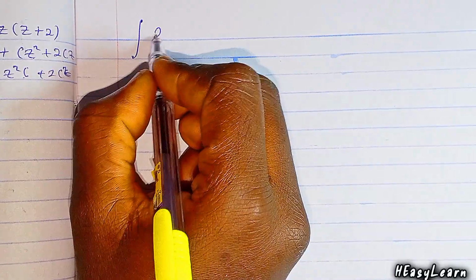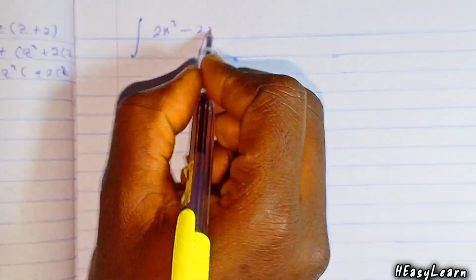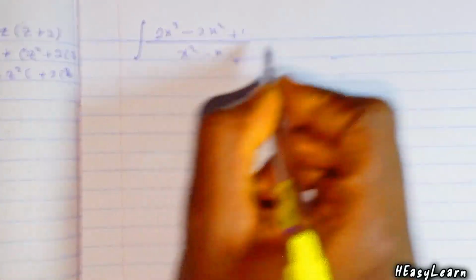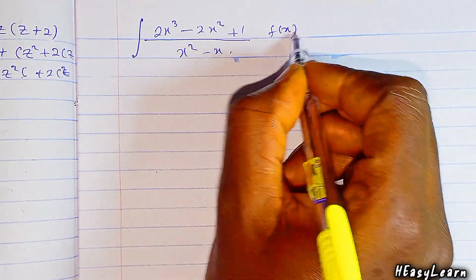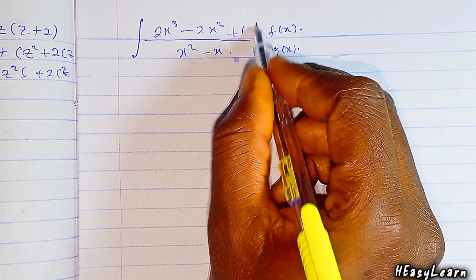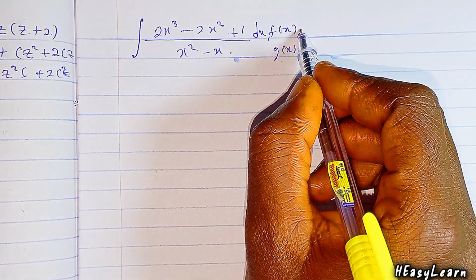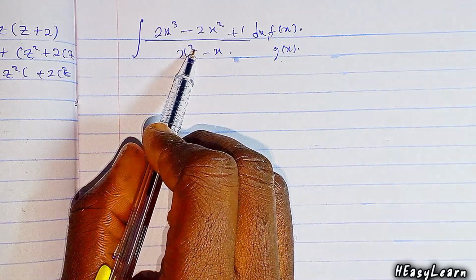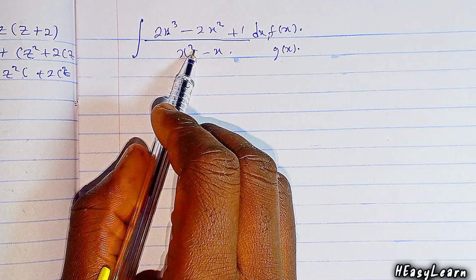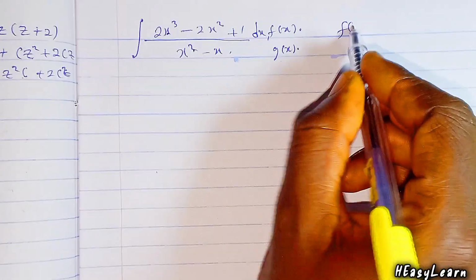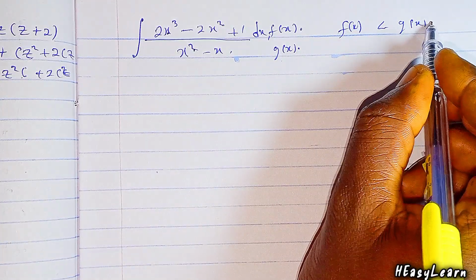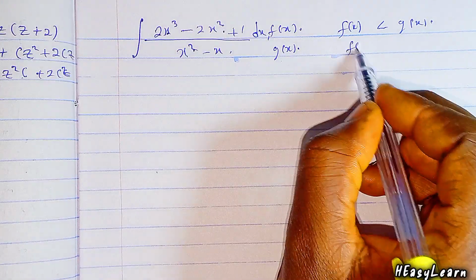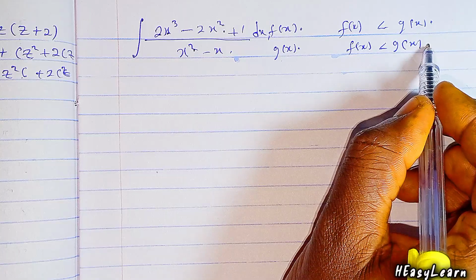What is the integral of 2x to the power of 3 minus 2x squared plus 1 divided by x squared minus x? This is f of x, the numerator, and this is g of x, the denominator. Of course, f of x is of degree 3, and g of x is of degree 2. By the criteria to use partial fractions, the degree of f of x has to be less than the degree of g of x. So you are going to reduce the numerator in such a way that the degree of f of x will be less than the degree of g of x.